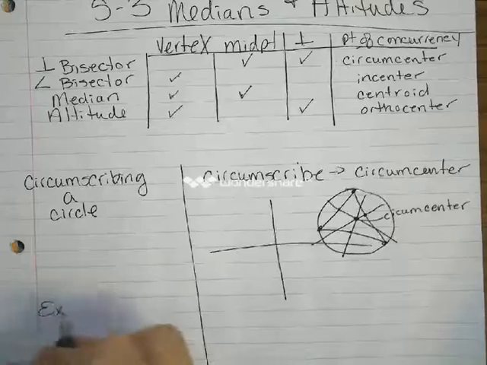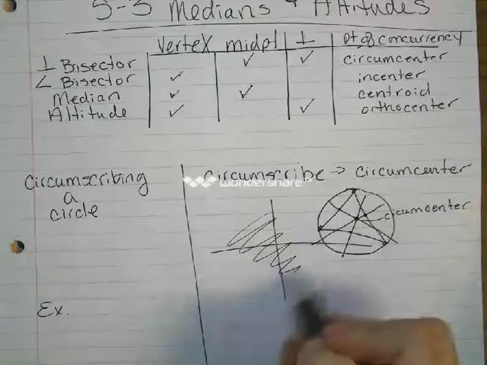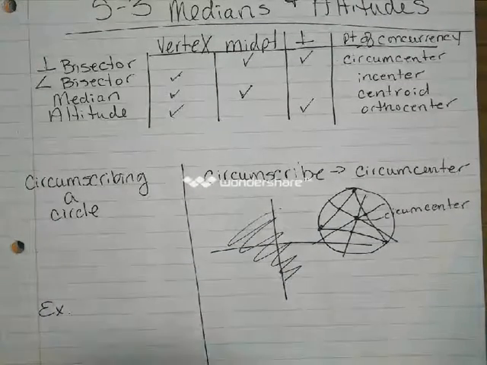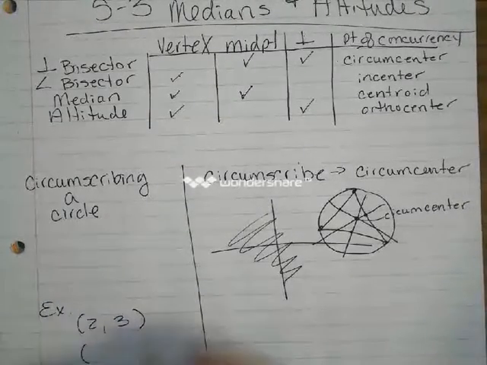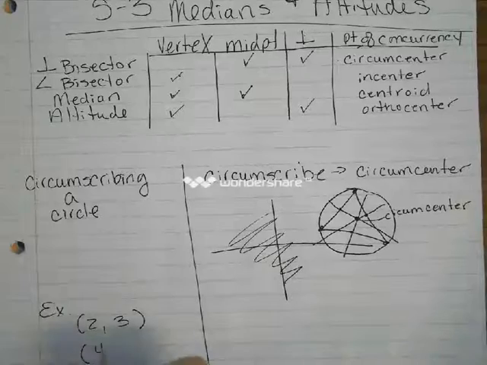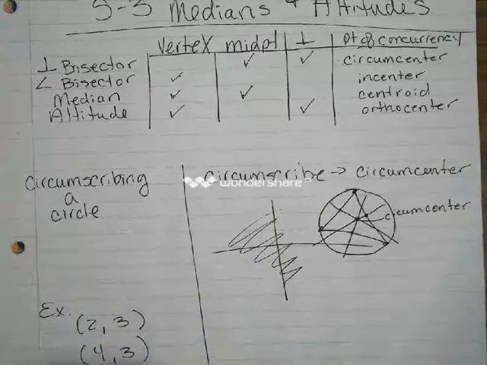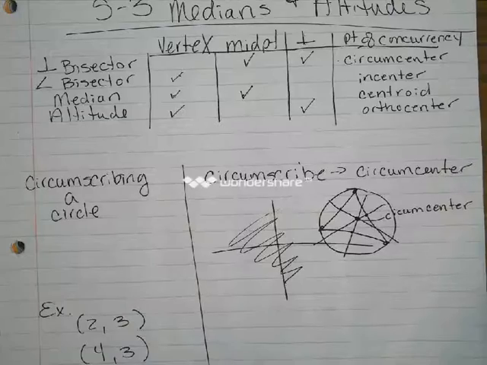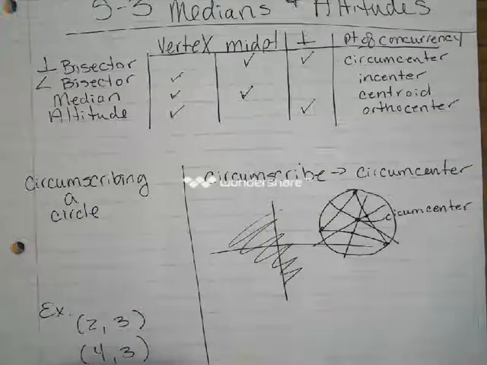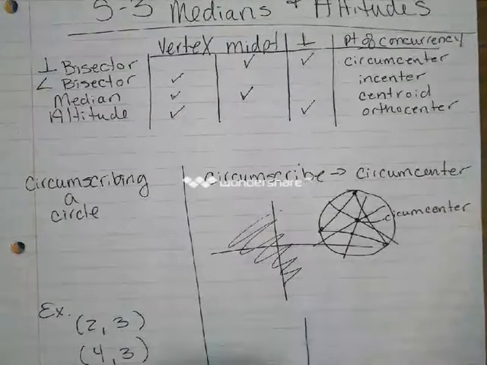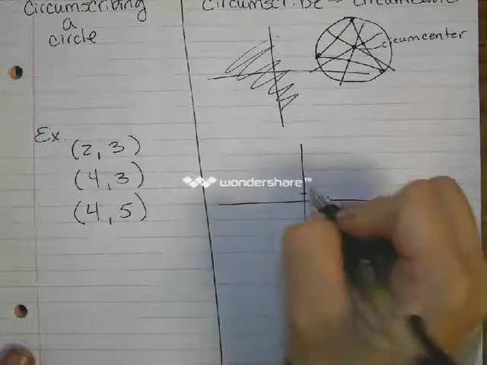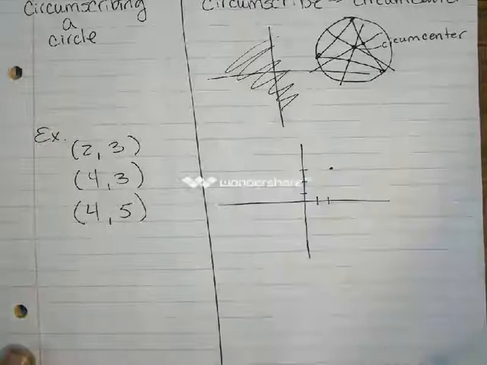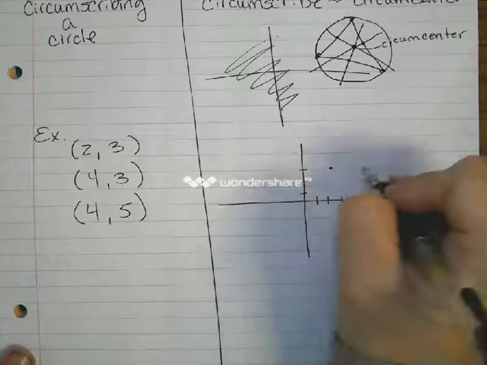Alright, so let's say I give you three coordinate points: (2, 3), (4, 3), and (4, 5). If I plot those, (2, 3), (4, 3), and (4, 5).